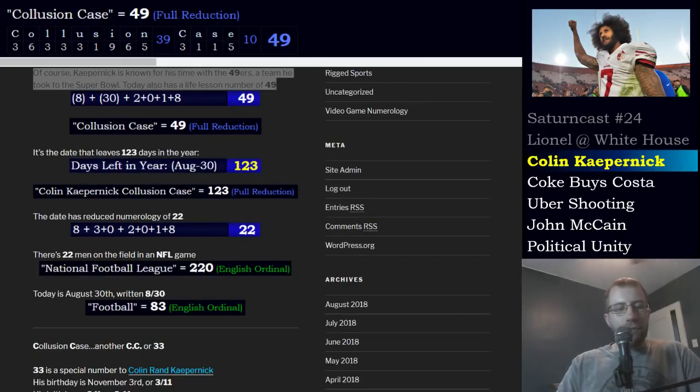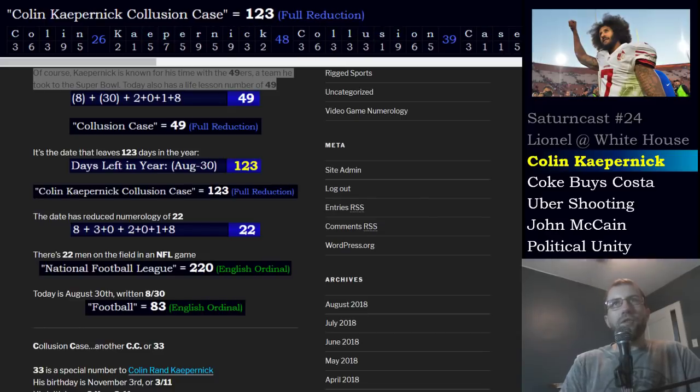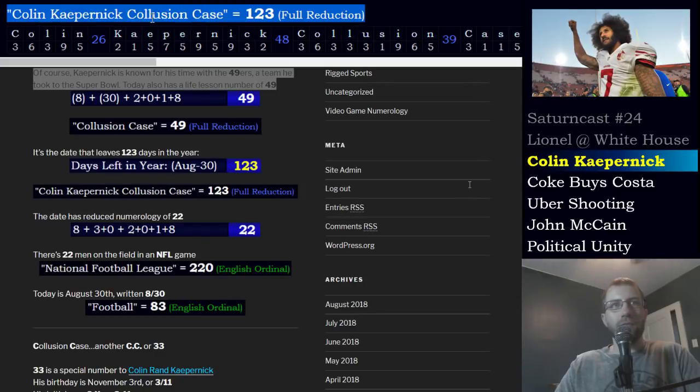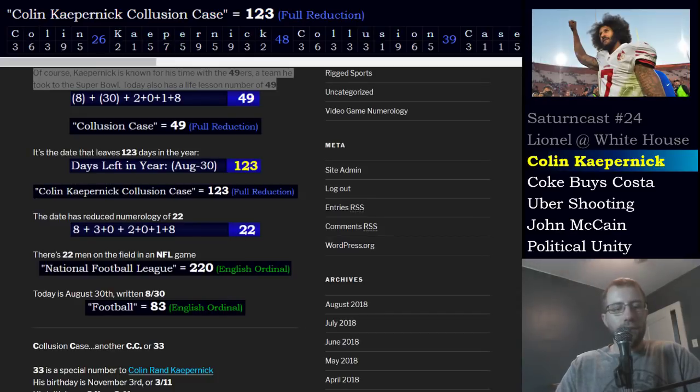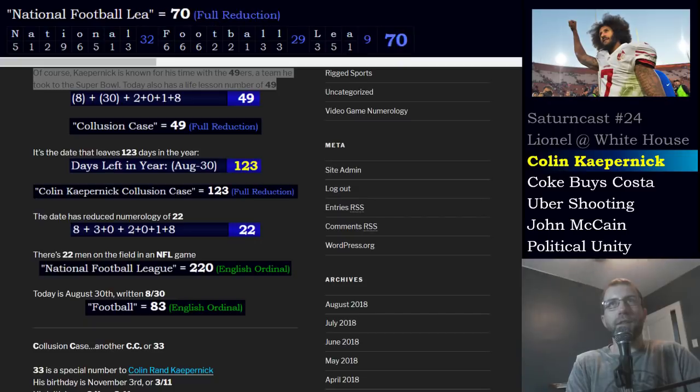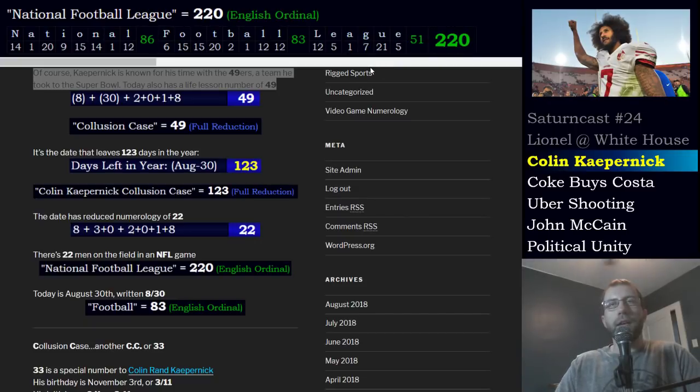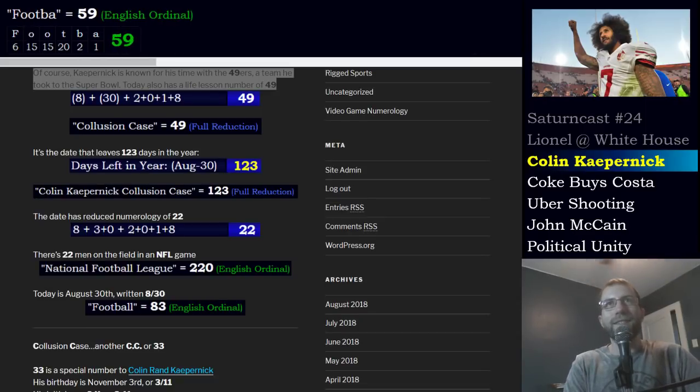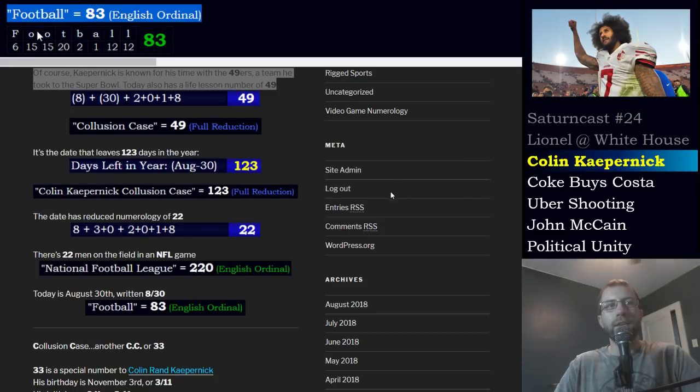The date of this story is also the date that leaves 123 days on the calendar. Colin Kaepernick collusion case, 123. Finally, the date had numerology of 22. This is the number of men on the field during a football game. In the language of Gematria, National Football League equals 220. And as far as the date, August 3rd, written 8/30, 8-3, the word football on its own sums to 83.